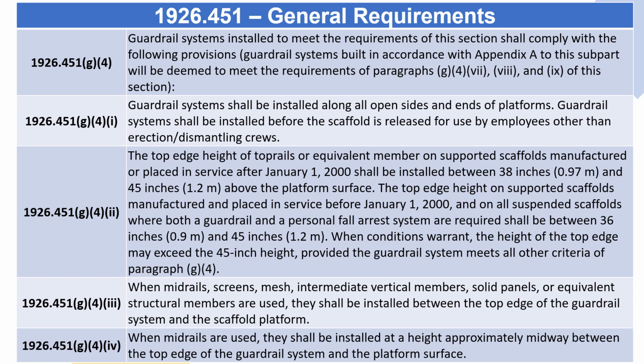When mid-rails, screens, mesh, intermediate vertical members, solid panels, or equivalent structural members are used, they shall be installed between the top edge of the guardrail system and the scaffold platform. When mid-rails are used, they shall be installed at a height approximately midway between the top edge of the guardrail system and the platform surface.